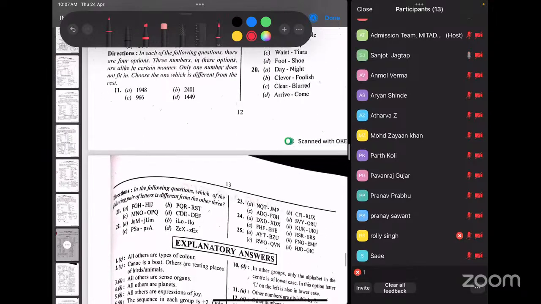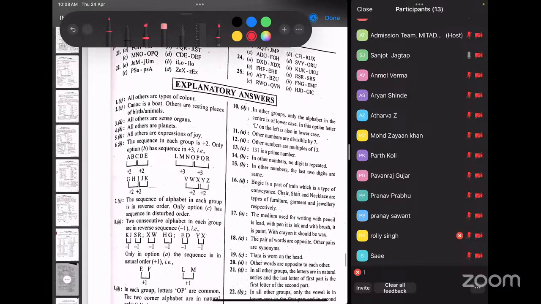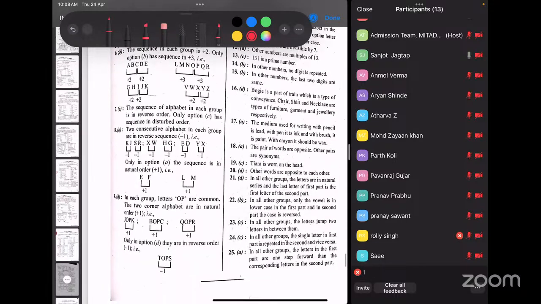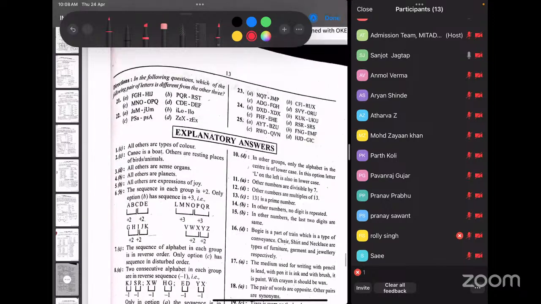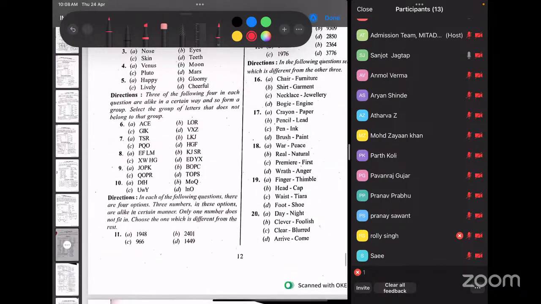Ninth is D. And the logic is: in each group, OP is common and the two corner alphabets are in natural order. JK, yes sir, BC, understood. QR, and TS.